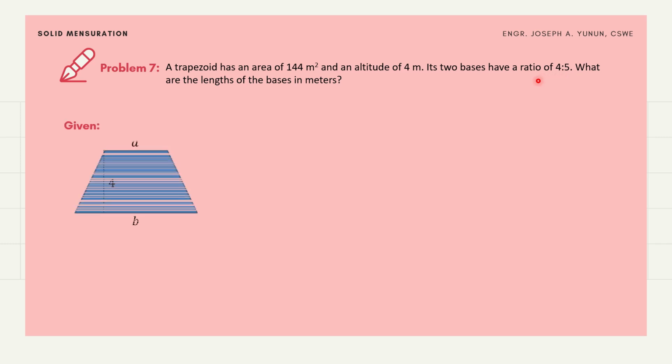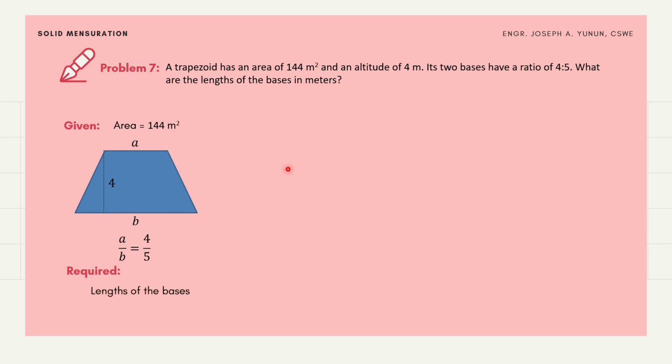So the given are a trapezoid with a height of 4 meters, and two bases parallel to each other, a and b, which are unknown. The ratio of the bases is given as a over b equal to 4:5, and the area is 144 square meters. So the unknowns, or the required, are the lengths of the bases, a and b.